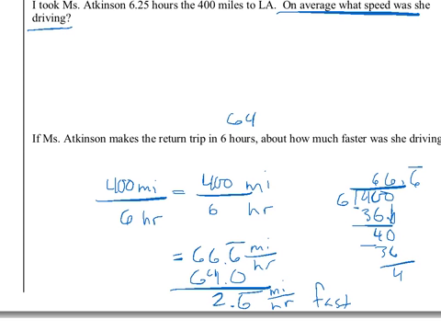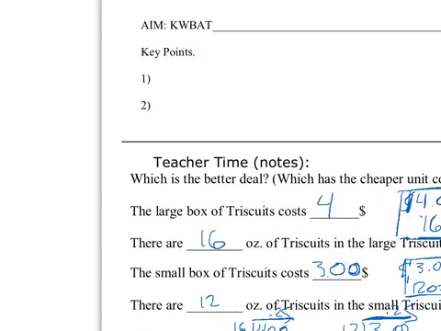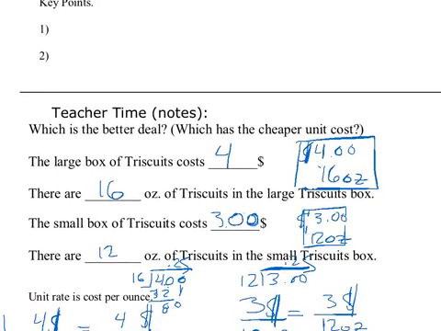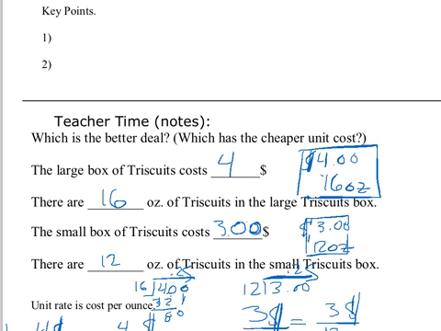Lots of problems today. Questions about this? Key points. Kyrie? When comparing unit rates, make sure you know what they're asking. He's on the right track. Who can help finish up and clarify Kyrie's language here, Andrea?